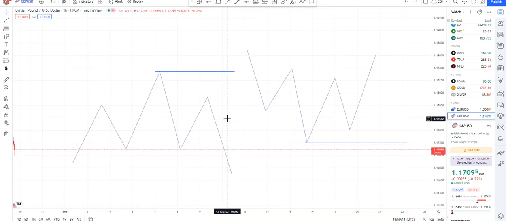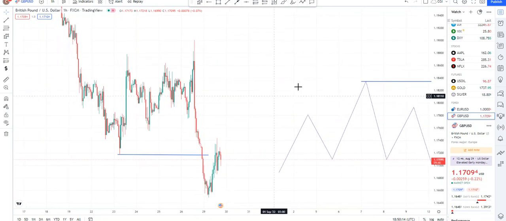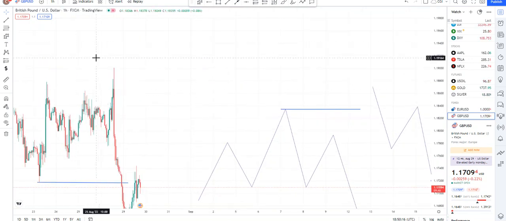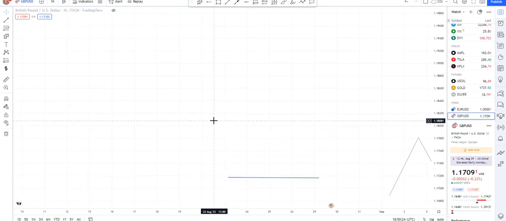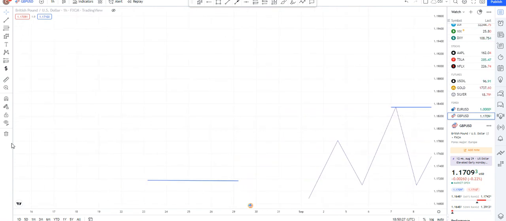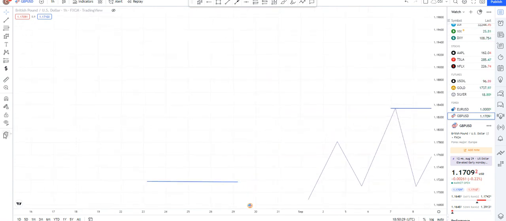And then the second way is if we have an intermediate high or an intermediate low. How do we identify that? An intermediate high or low is a high or low that fills in an imbalance.